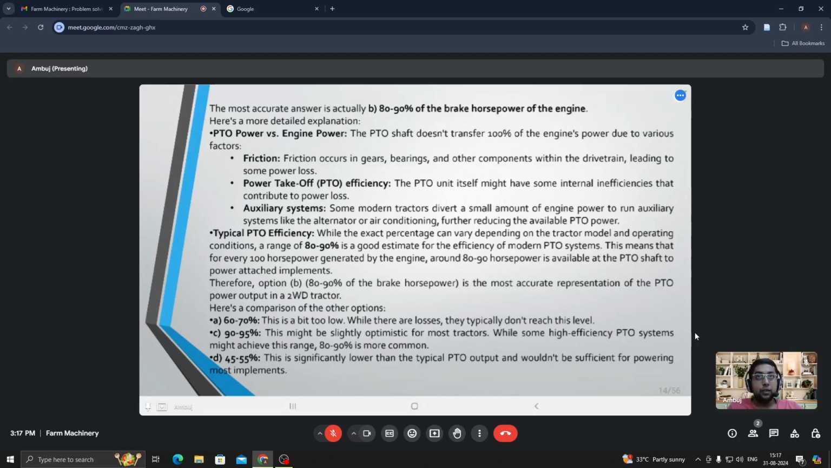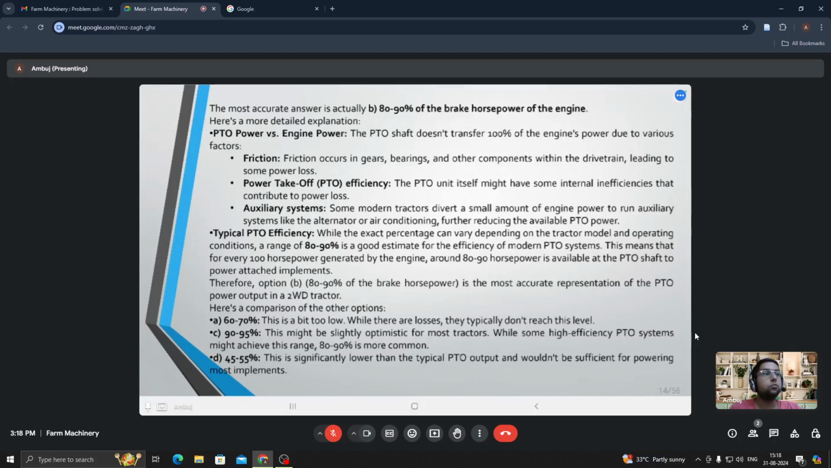Then PTO efficiency. The PTO unit itself might have some internal inefficiencies that contribute to power loss. Auxiliary systems: modern tractors divert a small amount of engine power to run auxiliary systems like the alternator or air conditioning, further reducing the available PTO power. Typical PTO efficiency is between 80 to 90% for modern PTO systems. Whatever the reasons for inefficiencies are, we have already covered. This means that for every 100 horsepower generated, 80 to 90 horsepower is available at the PTO shaft.